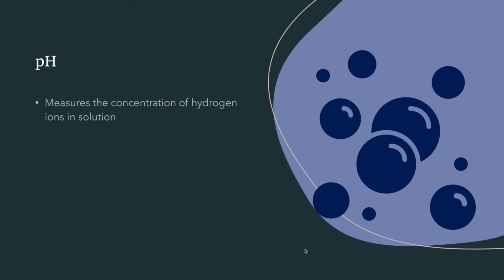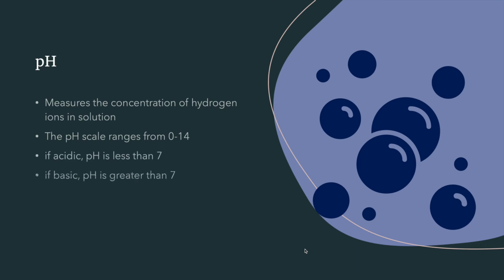pH measures the concentration of hydrogen ions in solution. The pH scale ranges from 0 to 14. If acidic, the pH is less than 7. If basic, the pH is greater than 7. If neutral, the pH is 7.